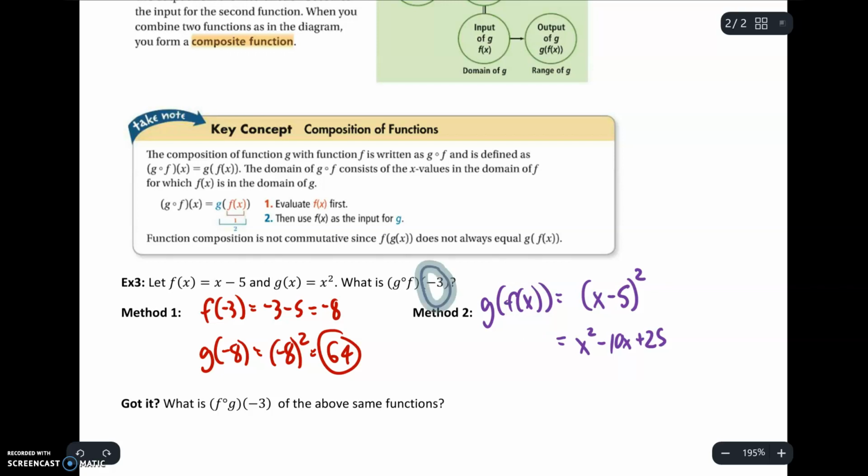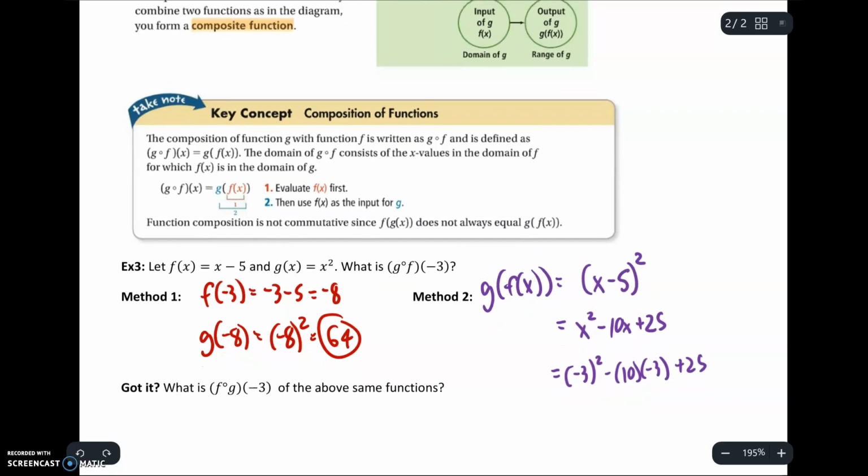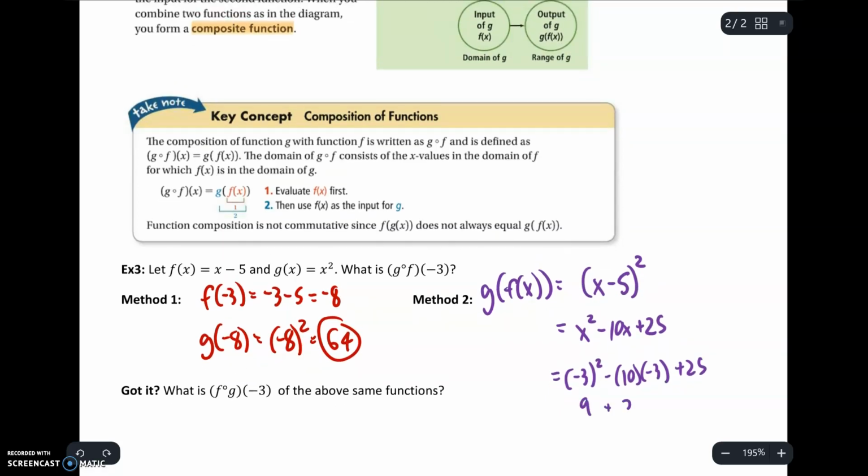If I want to find the function in terms of -3, now I can take my step and substitute after we've written that function out. So -10 times -3, and then a plus 25. And in this example, if I get something like 9 plus 30 plus 25, this is another way to get me the same result that we found from before. This is another way to find out that we just get a 64 as a result.